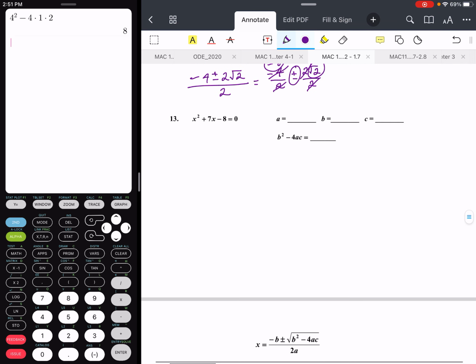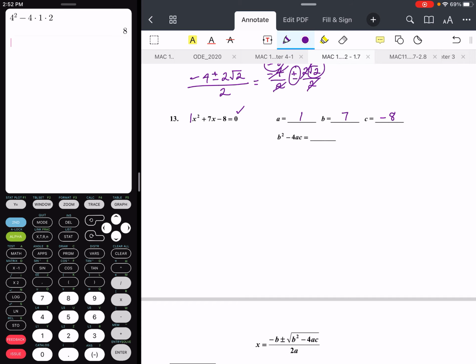All right, looking at number 13, first we want to pick out our a, b, and c coefficients. Notice that it's already set equal to 0, so we don't need to worry about that. So a equals 1, b equals 7, and then c equals negative 8. So keep an eye on that sign.